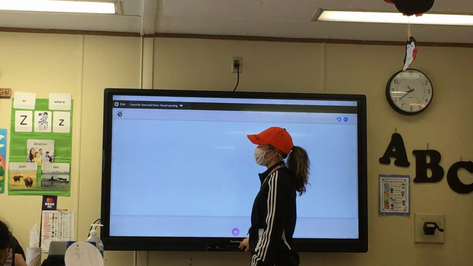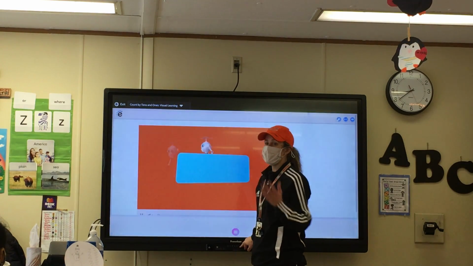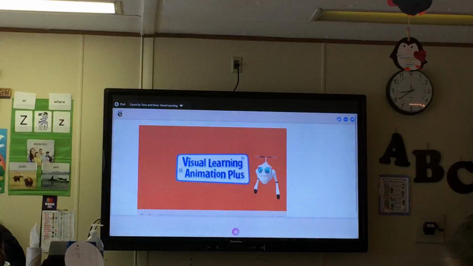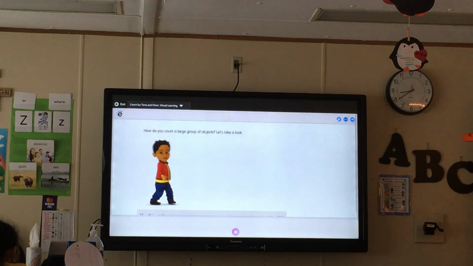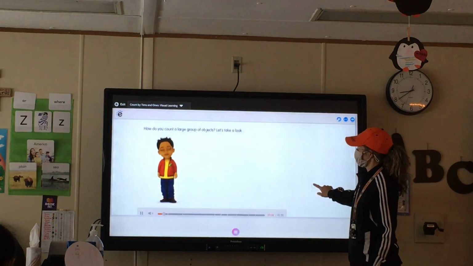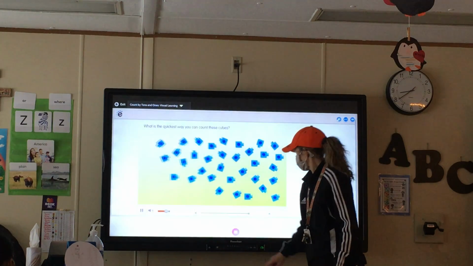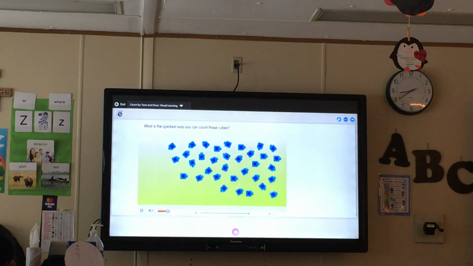Okay, so count by tens and by ones. Remember, if they ask a question, you can say it out loud, okay? Give me the answer. How do you count a large group of objects? Let's take a look. What is the quickest way you can count these cubes? What do you think?